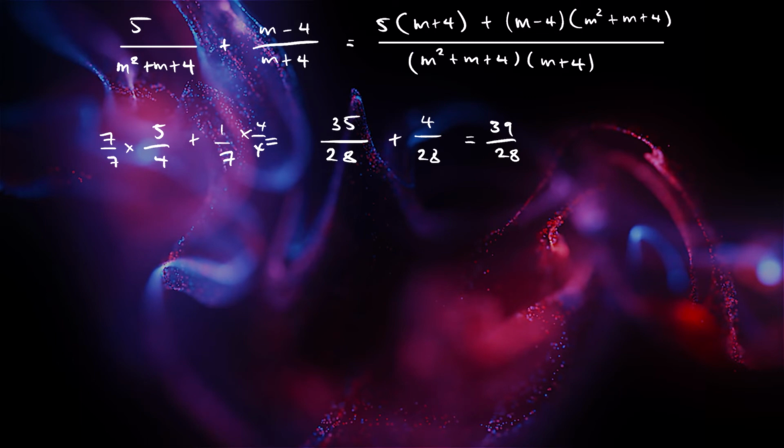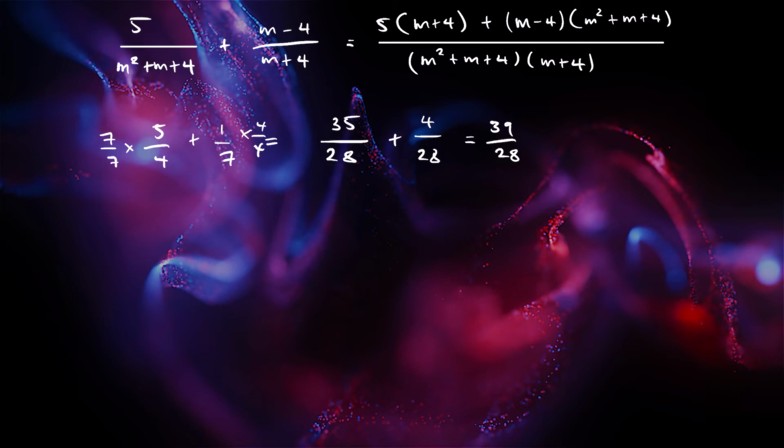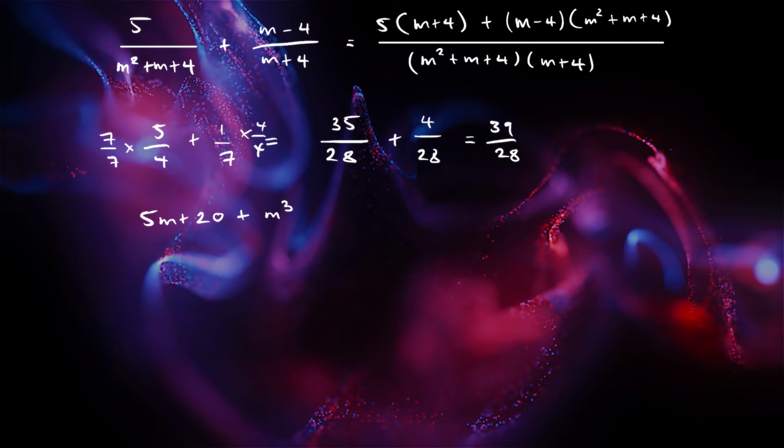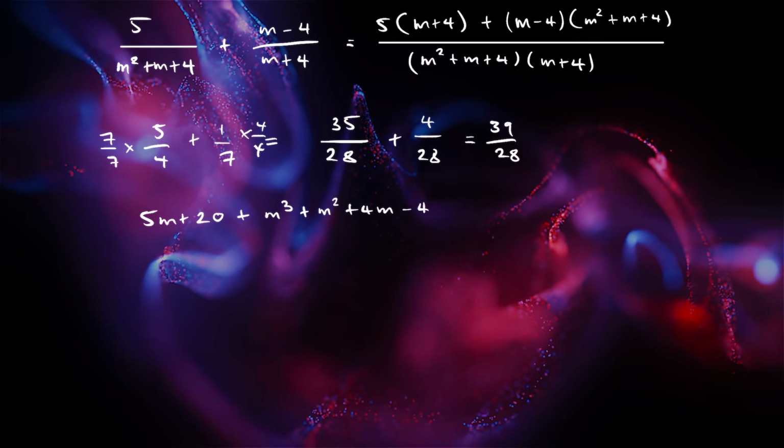So we've got this nice fraction up the top here. Is there anything that we can factorize down a little bit more? In fact, why don't we expand our numerator first, right? There doesn't seem to be any. Let's expand first and then see if there's anything that we can factorize down. So we're going to get 5m plus 20, added with m cubed plus m squared plus 4m minus 4m squared minus 4m minus 16.